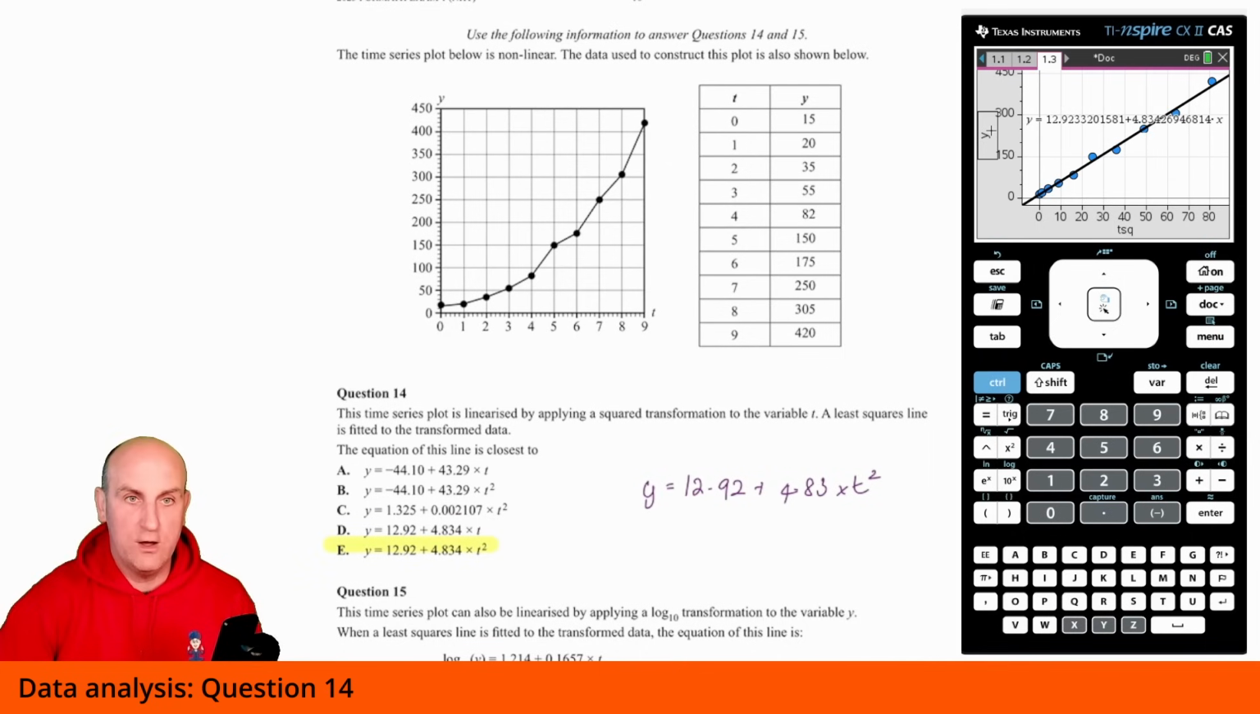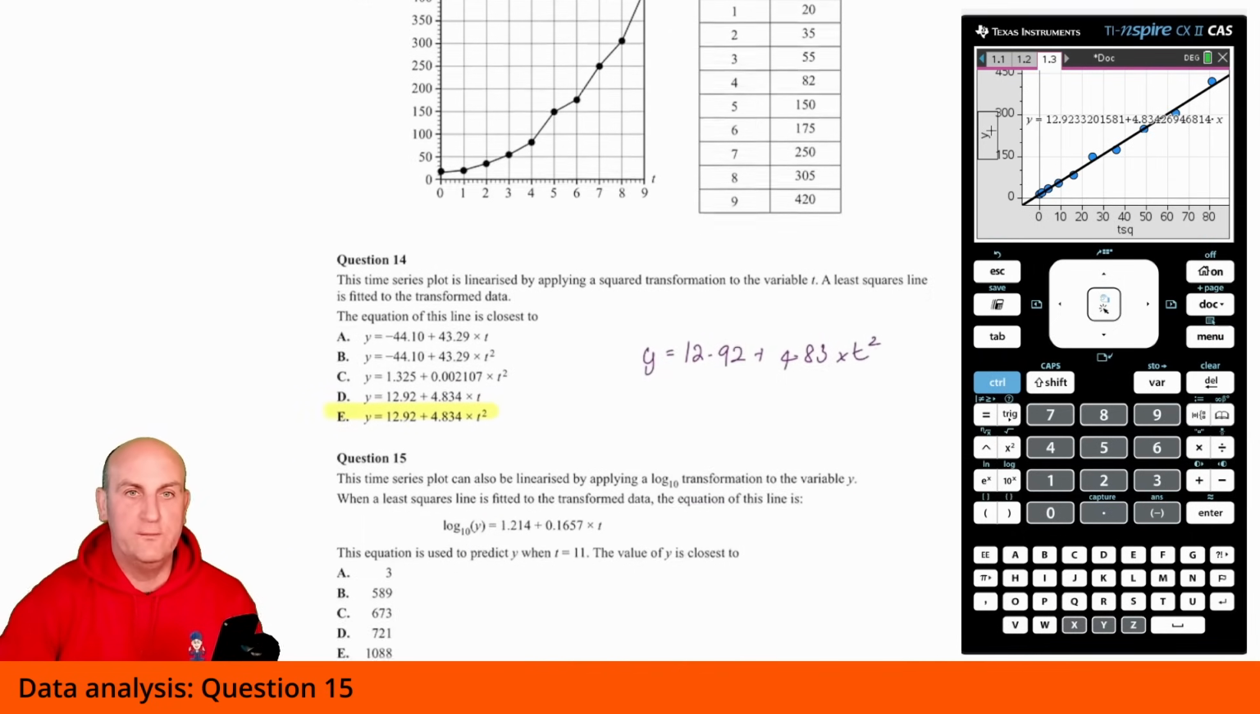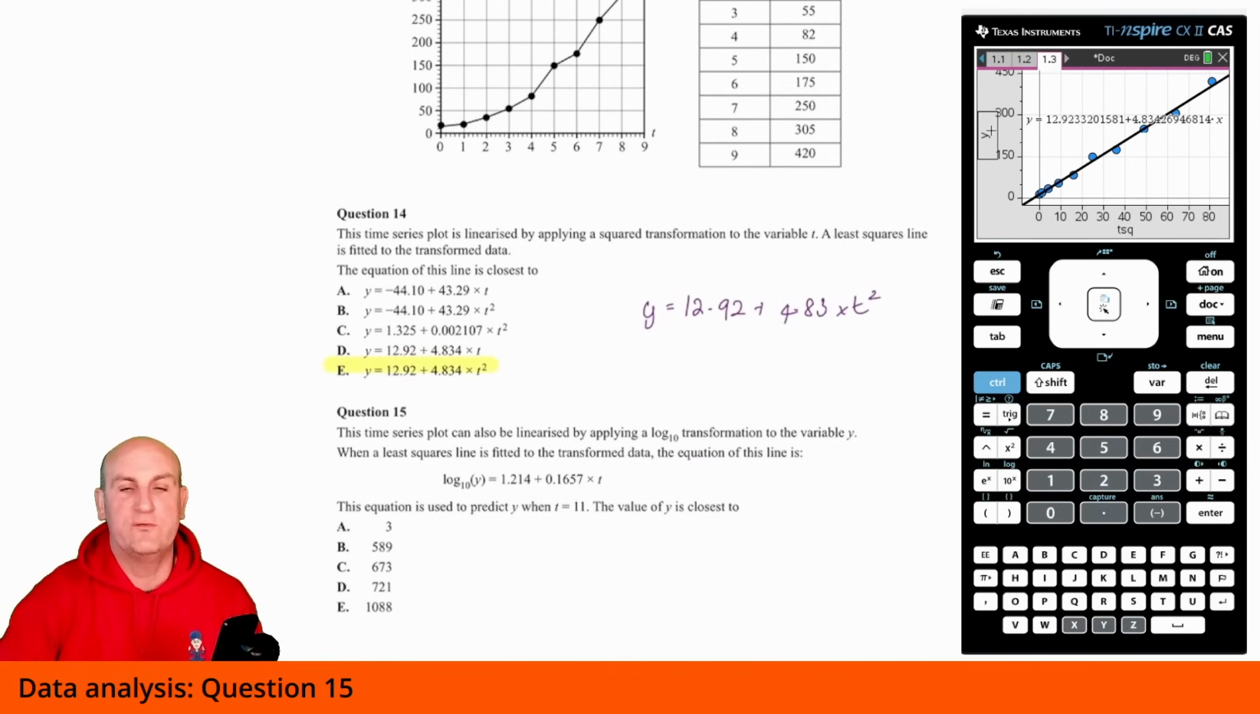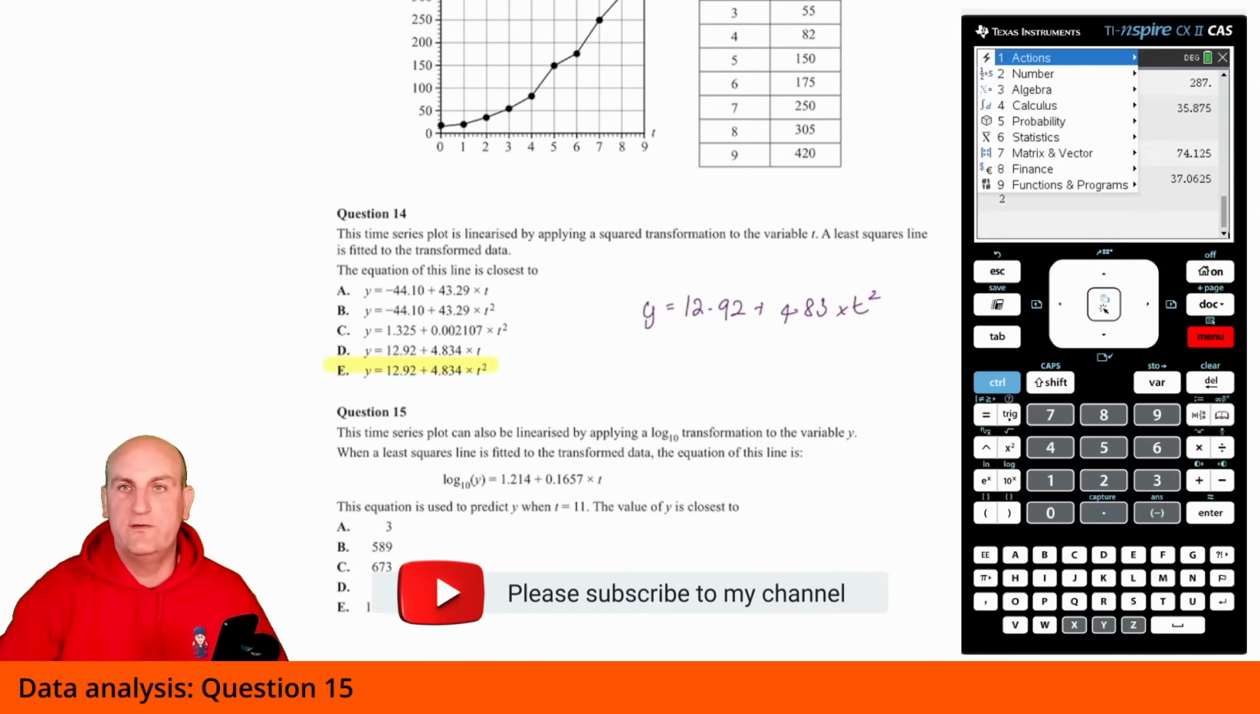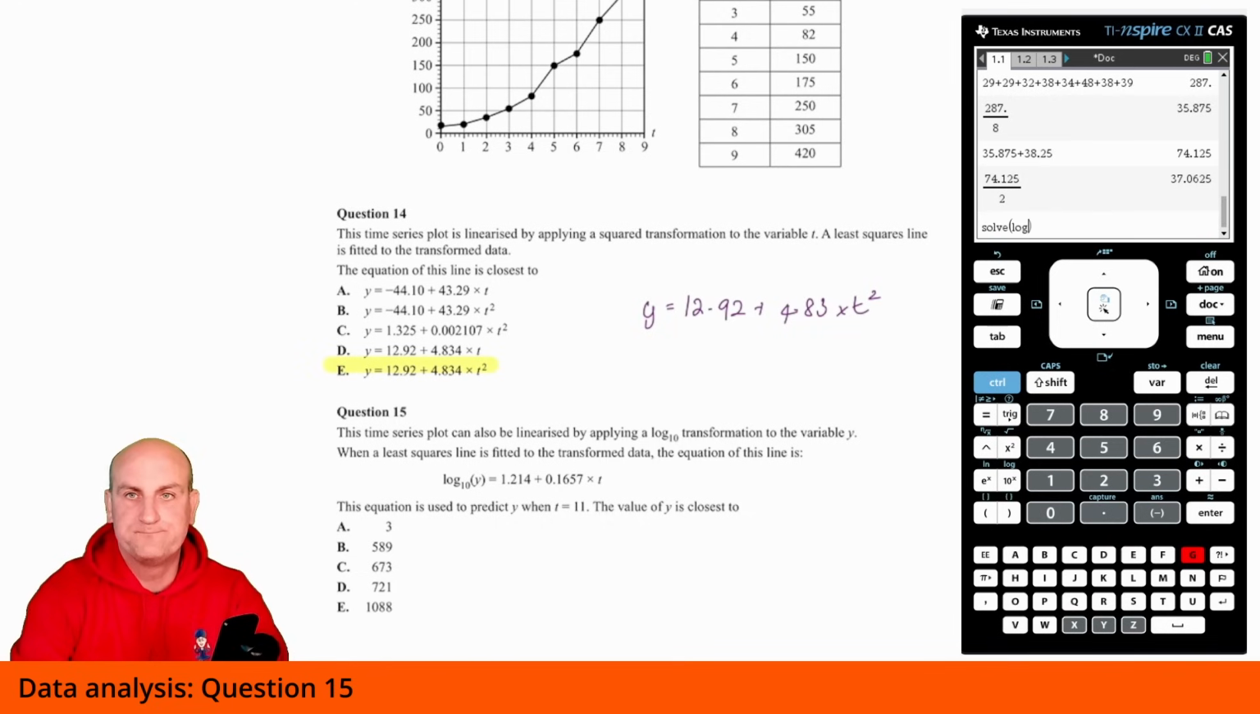Let's continue on. The time series plot can also be linearized by applying a log 10 transformation to the variable y. When a least squares line is fitted to the transformed data, the equation of this line is given by that. This equation is used to predict y when t equals 11. The value of y is, all right, so this is a nice solve question. I'm going to use my solve function here. So menu, algebra, solve. I'm going to put my equation in there. So log of y is equal to, oh, now do you see what we've got here?